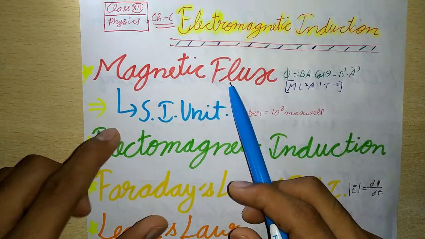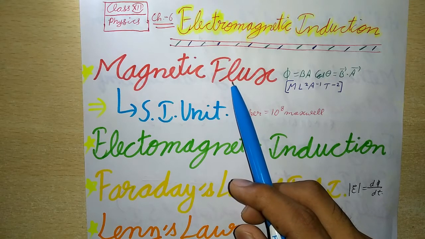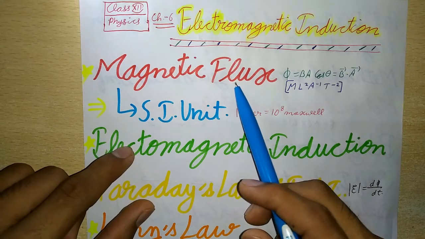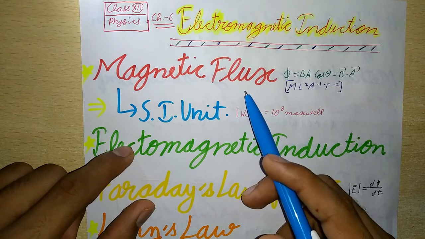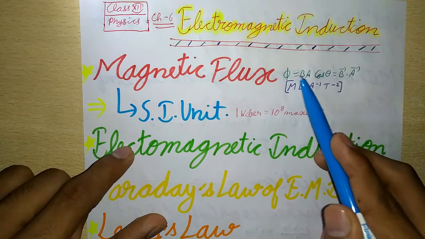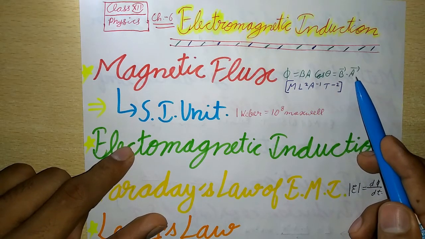Magnetic flux. The number of magnetic lines of force crossing a surface normally is called magnetic flux linked with the surface. If the normal drawn to the surface area A makes an angle theta with the field B, then the magnetic flux phi is equal to BA cos theta, which is equal to B vector dot A vector.